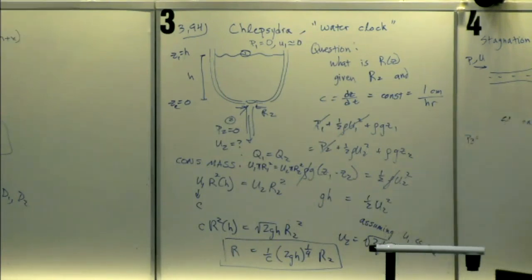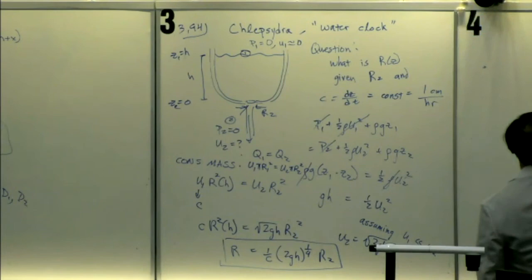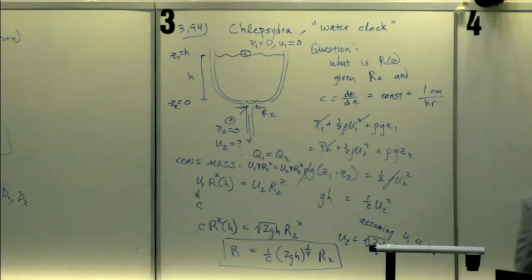So again, it's just two steps, and you need both of these. You need Bernoulli's equation to tell you how fast the fluid is going, and you need conservation of mass to dictate how fast the fluid is going from one location to another.